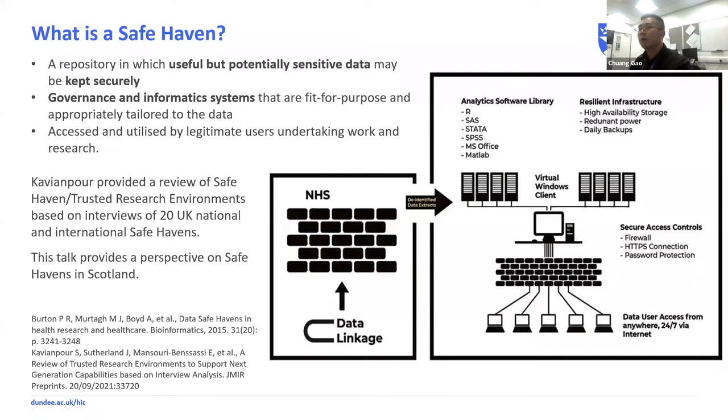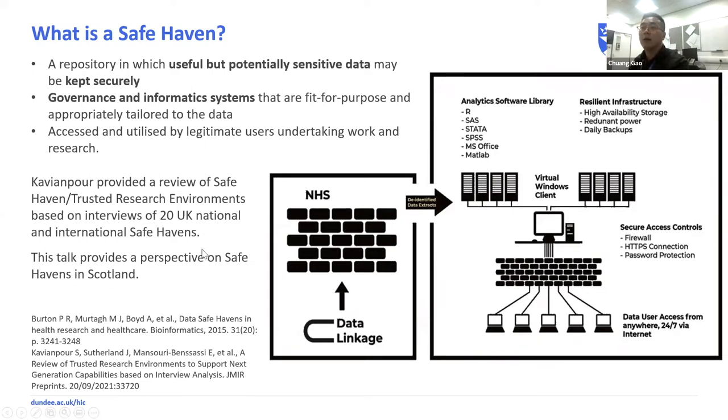So, safe haven is not really a new concept. It has been developed and evolved in the past years. Different regions and different countries have quite different definitions of safe haven, even within the same country. For instance, in the United Kingdom, the definition of safe haven in Scotland is quite different from the definition of safe haven in England. My colleague provided a review of safe havens, or so-called trusted research environments, based on interviews of 20 UK national and international safe havens. If you want a more international landscape of safe havens and how health data is linked and provided for research purposes, this paper is a good paper for you to read.